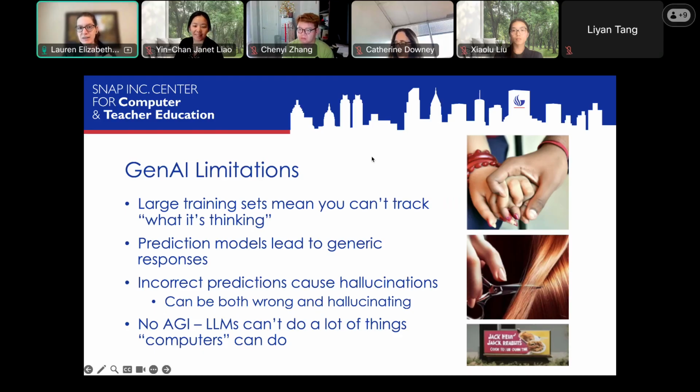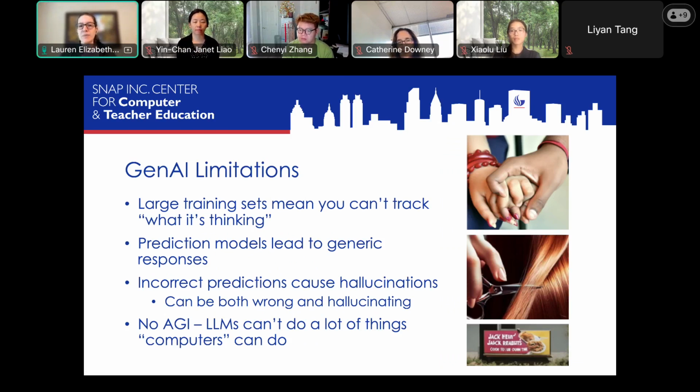Some limitations of genAI, like we were just talking about, it's a large training set, and that means that you can't really track what it's thinking, especially when it tries to do math, because it's not a calculator. There's a lot of, why would you possibly ever answer a question in that way? And you can't track what it's thinking.